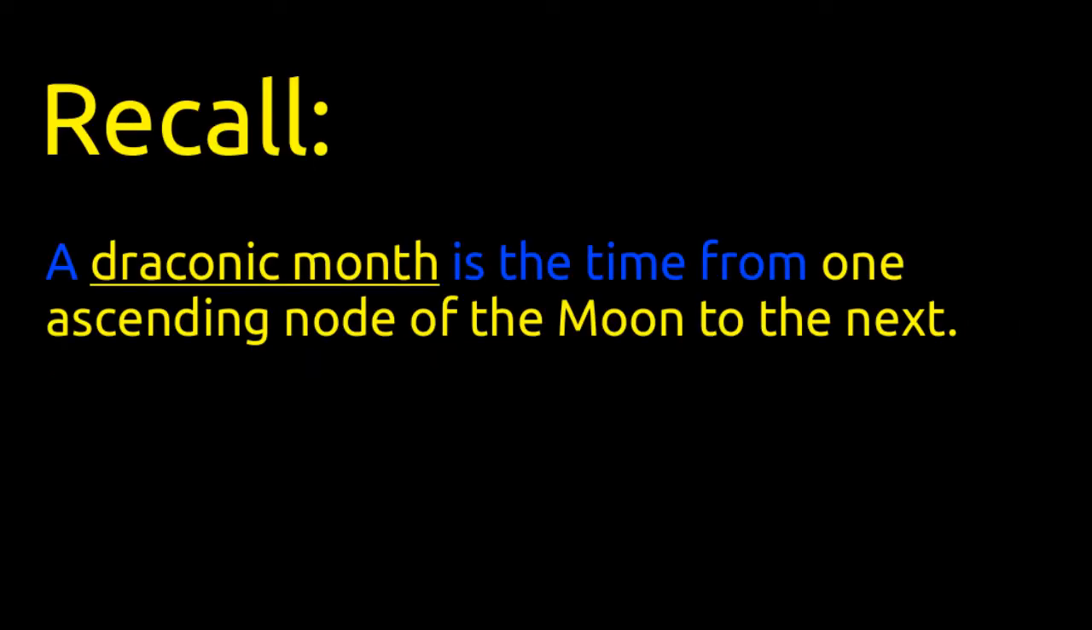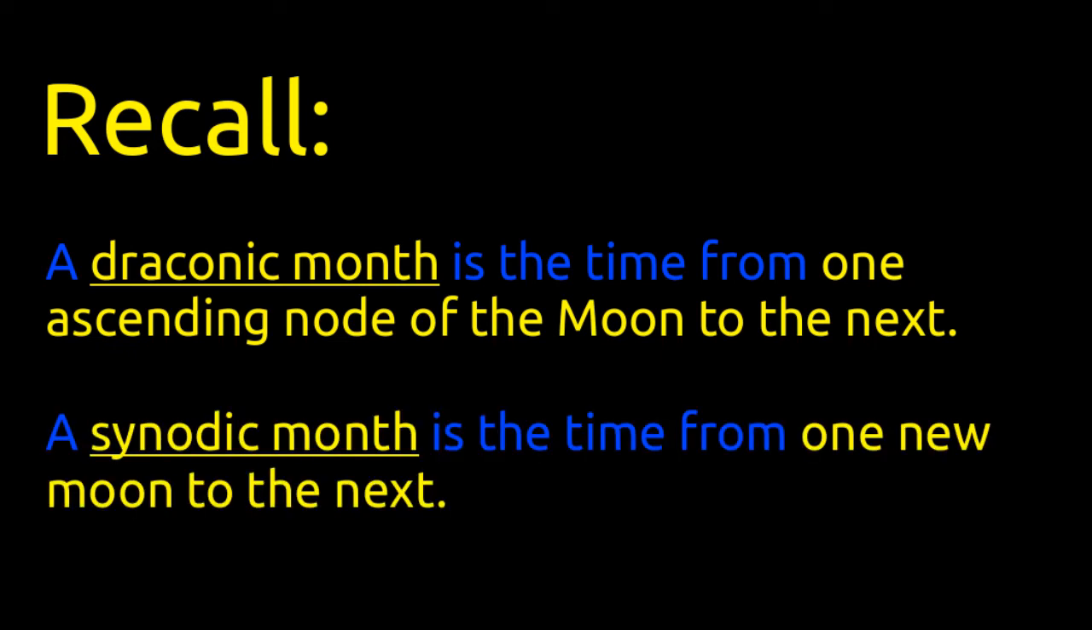Recall from the previous video that a Draconic month is the time from one ascending node of the moon's orbit with respect to the Earth's orbital plane to the next, and that a Synodic month is the time from one new moon to the next. Now, recall what the conditions for a solar eclipse are.